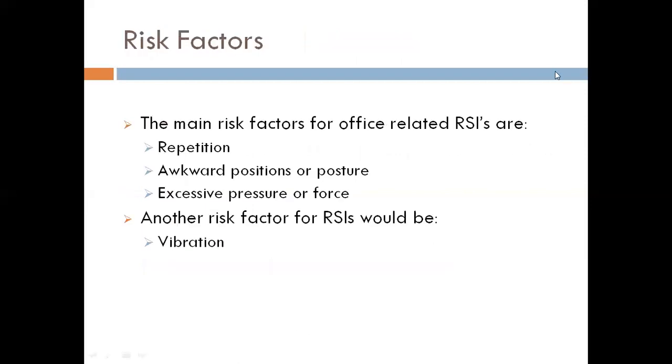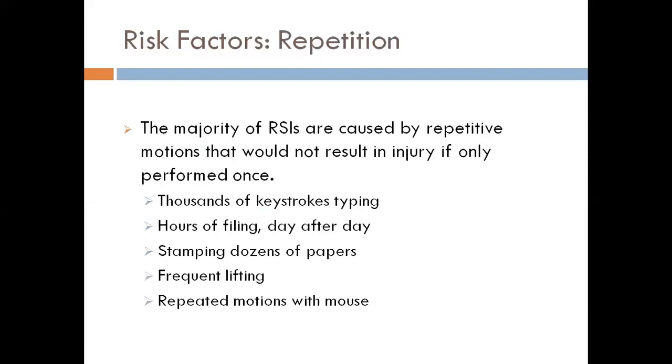Risk factors. The main risk factors for office-related repetitive strain injury are repetition, awkward position or posture, and excessive pressure or force. Another risk factor for RSI would be vibration. Repetition: the majority of RSIs are caused by repetitive motion that would not result in injury if only performed once.